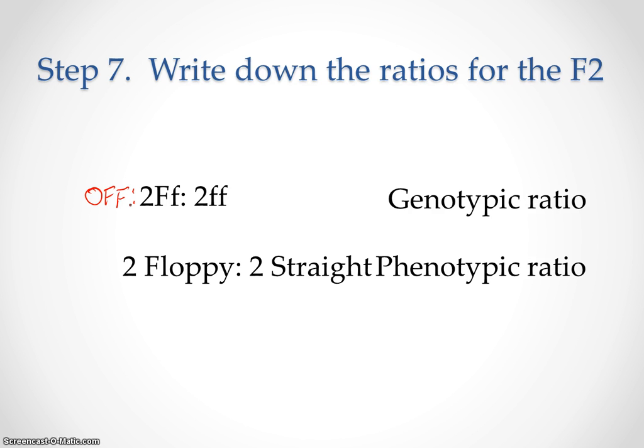If you would like to reduce these, you could say 1 big F, little f to 1 little f, little f. I always was taught to reduce it, but it's not necessary. But you may see on a quiz, or on a multiple choice test, that the answers will be written in a reduced form. So you could also write this as 1 floppy to 1 straight-eared dog.